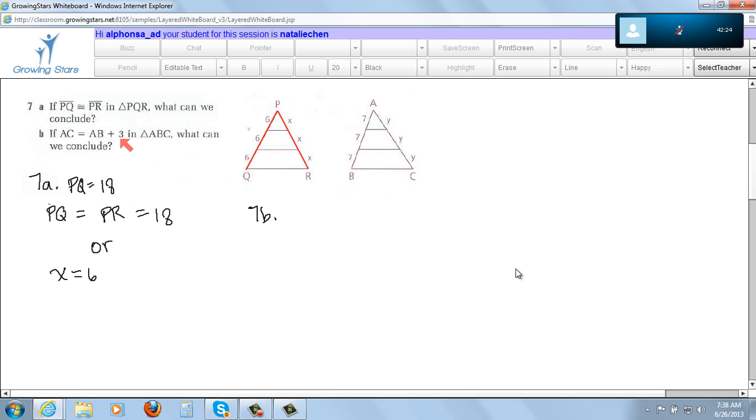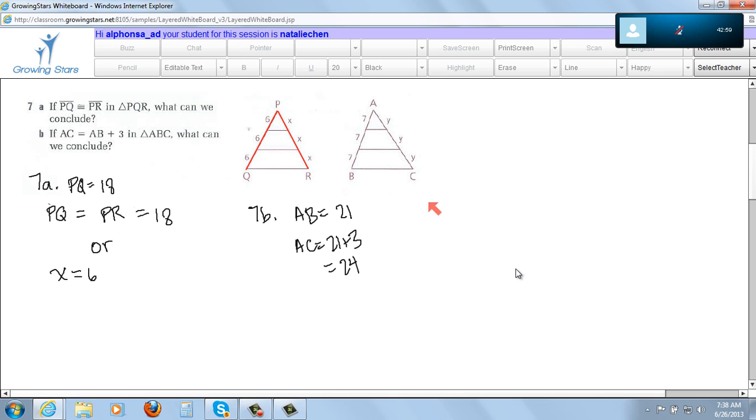AC equals AB plus 3. Find the value of the variables in each figure. Explain your reasoning. AB equals 21. So that means AC equals 21 plus 3. AC equals 24. So what can I conclude?